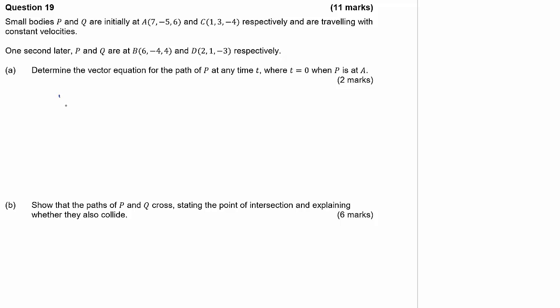Okay, so the position vector of P, well, it started at A, so that's going to be 7, -5, 6. Now, in 1 second it moved to there, so its velocity must be -1, 1, -2.